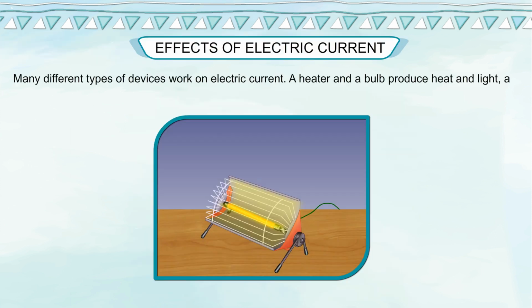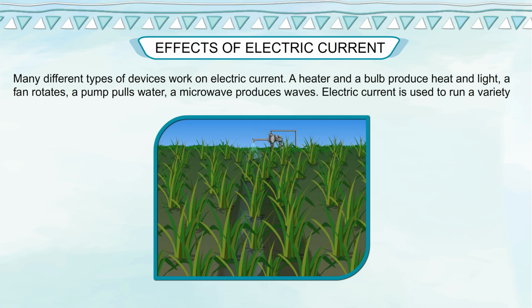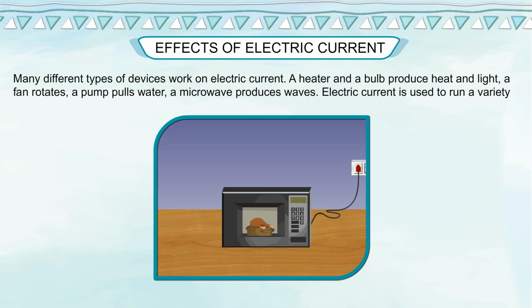Effects of electric current. Many different types of devices work on electric current. A heater and a bulb produce heat and light. A fan rotates. A pump pulls water. A microwave produces waves. Electric current is used to run a variety of gadgets. Let us see how this happens.